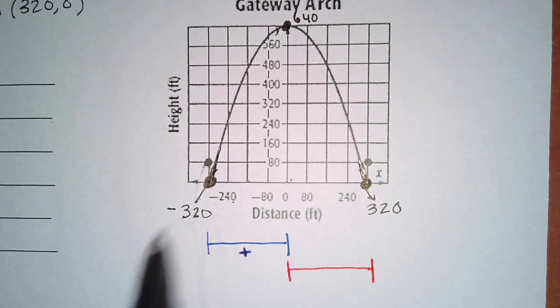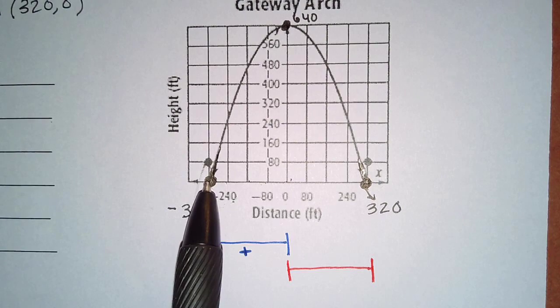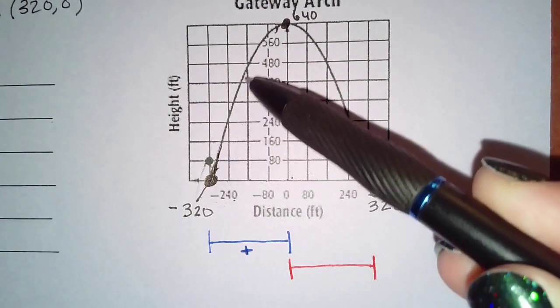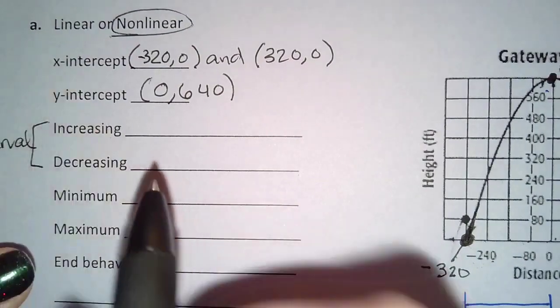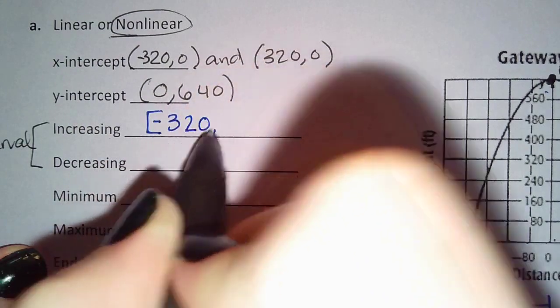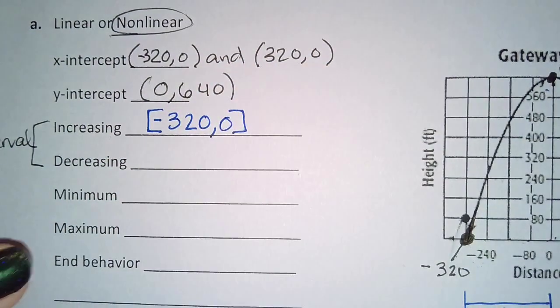And so we will measure our x's. So this is all about the domain. So from negative 320 all the way to 0, our graph is increasing, going up. So that will be interval notation. So from negative 320 all the way to 0, we're going uphill.